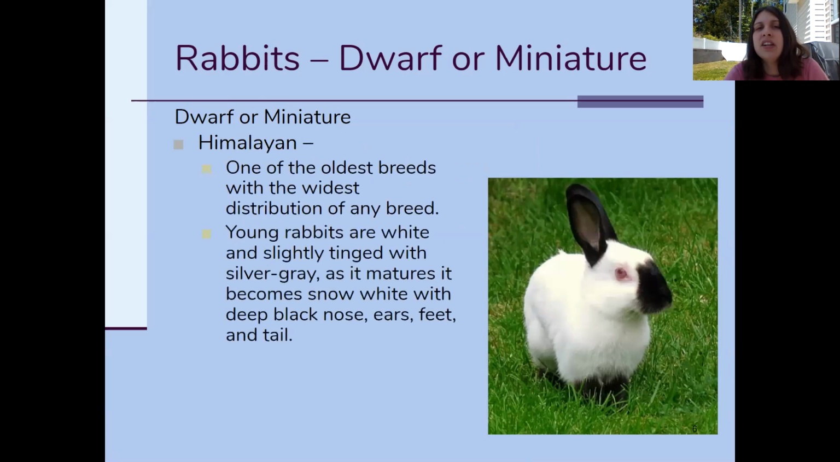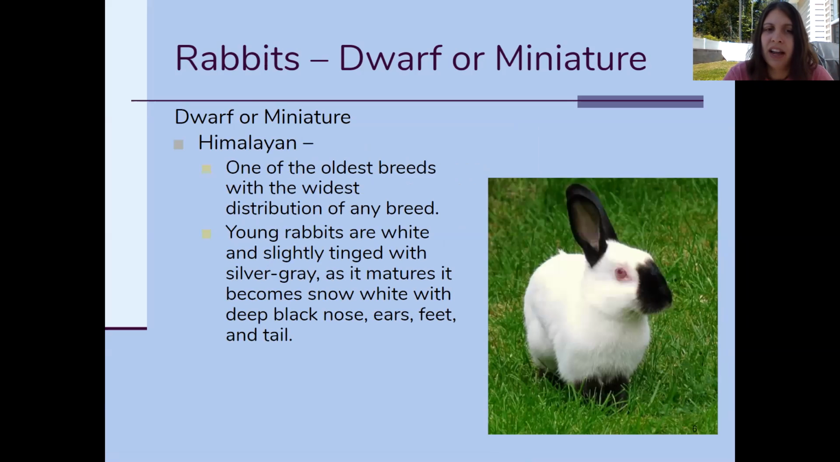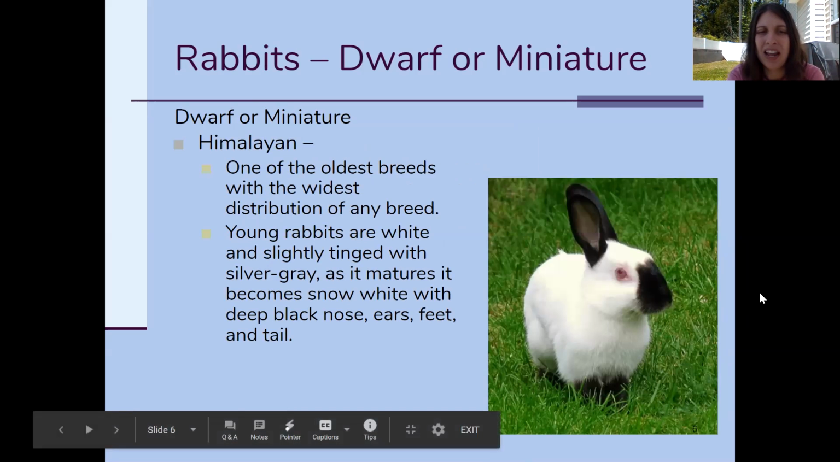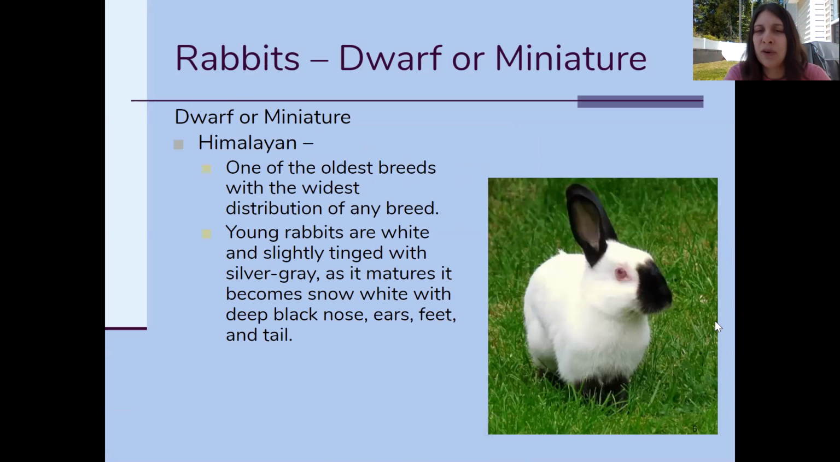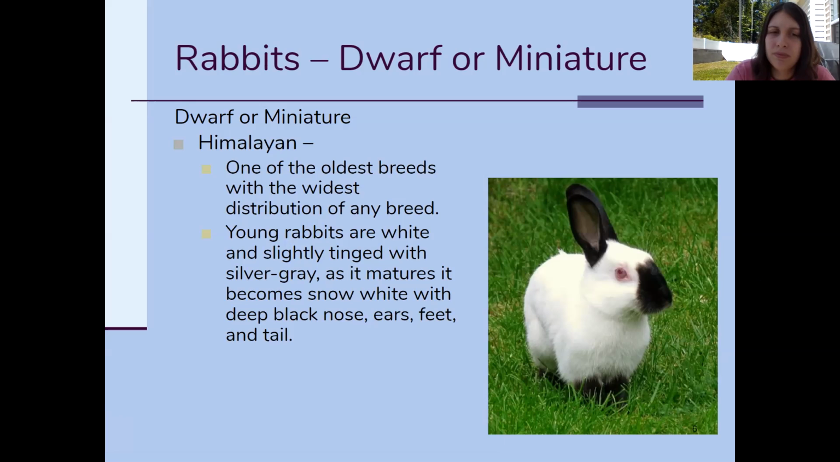The Himalayan is another dwarf or miniature rabbit. This picture doesn't make them look near as small as the other ones, but they are still in the dwarf or the miniature group. They're one of the oldest breeds that you can find, and you can find them as a pet just about anywhere. When they're young, they're white, and they might have a little bit of silvery gray to them. And then the older they get, their points, so their nose, their ears, their feet and their tail, end up getting darker.